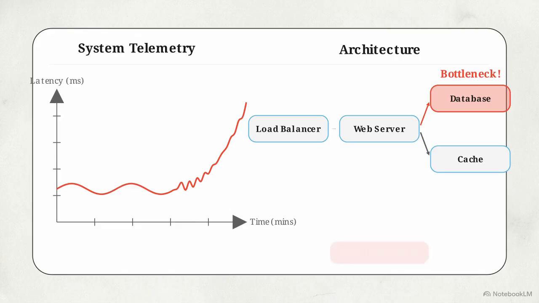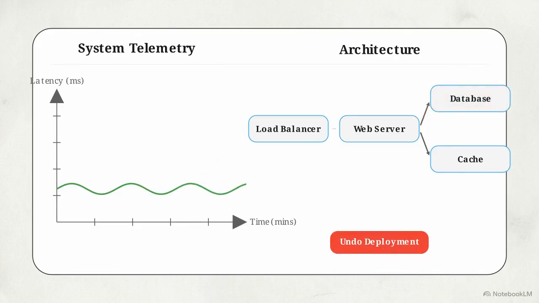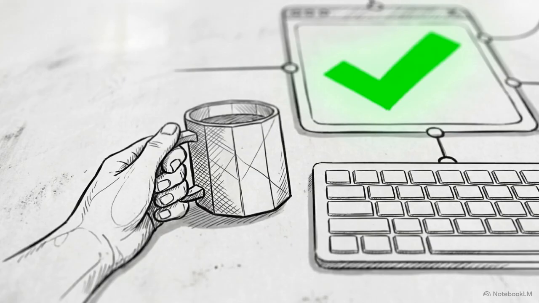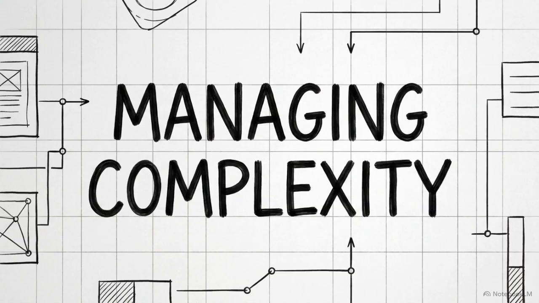Good operability also allows for safe recovery. If an update causes a problem, an engineer can press a single button to roll the system back. This changes a business-ending outage into a minor, fixable blip. The second pillar is simplicity.